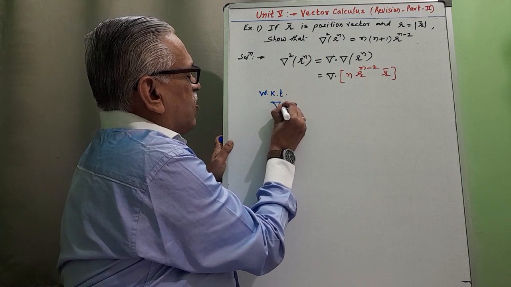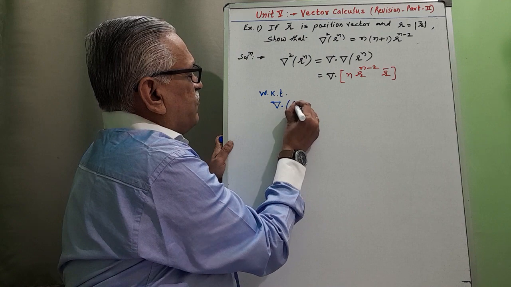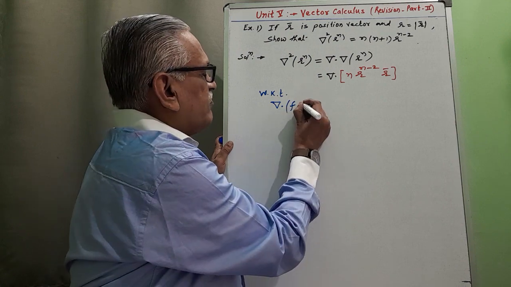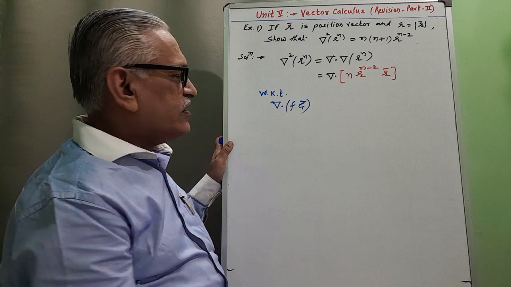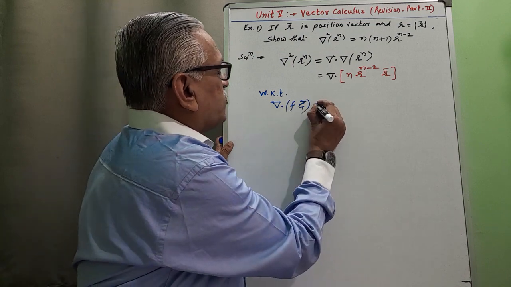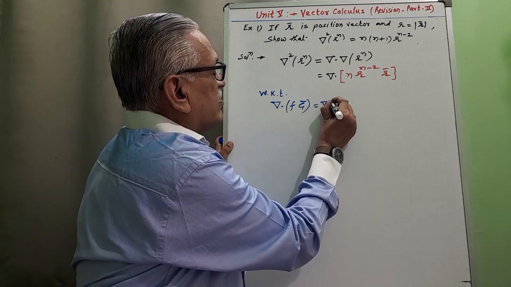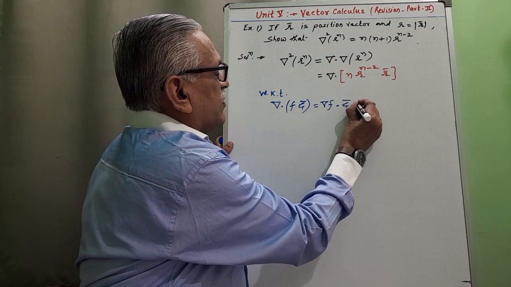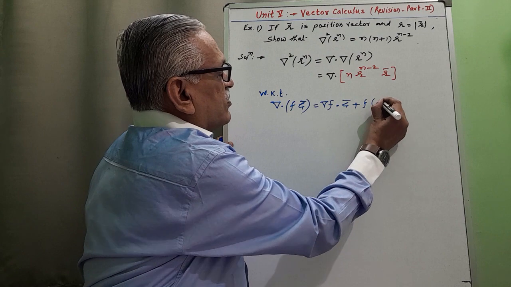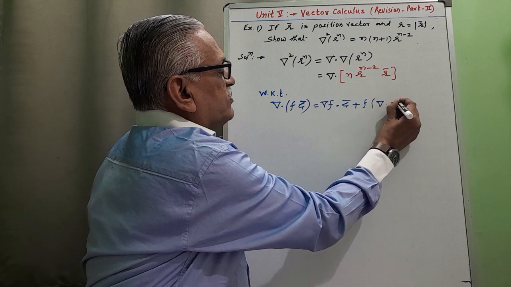We know that del dot f g, with f a scalar function and g bar a vector function, is equal to del f dot g bar plus f del dot g bar.